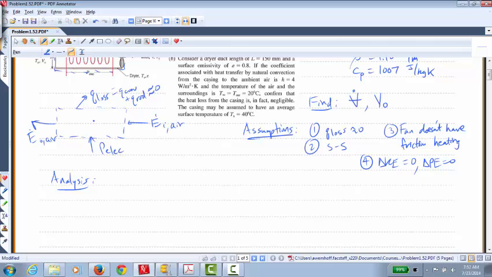So looking at our little diagram here, if we ignore Q loss, then we can say then that we write the first law, dE CV dt is equal to E dot in minus E dot out plus E dot gen. There is steady state, so this first term goes off. There's no generation, so that's 0. And so therefore you're left then with E dot in minus E dot out equals 0.